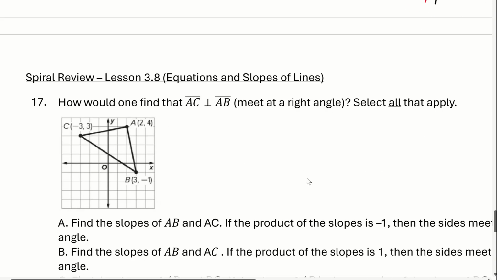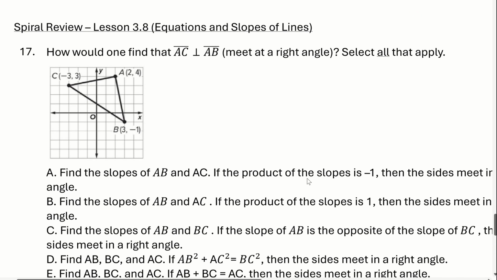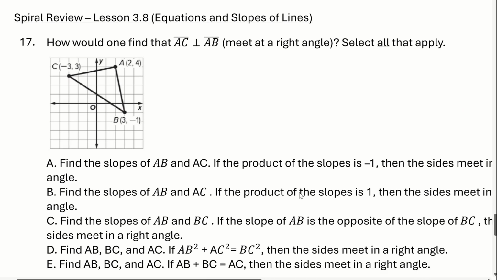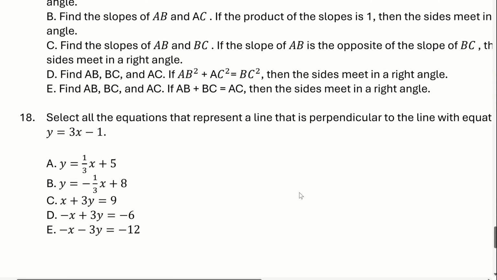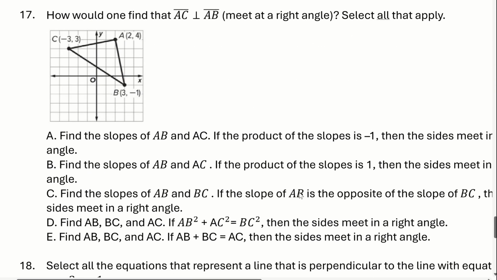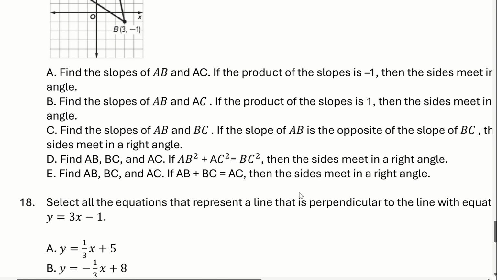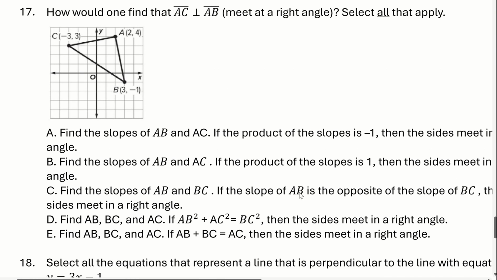All right, so now we're done with chapter 4. There's a few questions that are called spiral review questions that you need to know how to do, that are on the test. And they relate to perpendicular lines and things like that. So looking at this triangle, how would one find that AC is perpendicular to AB? Perpendicular means it meets at a right angle. So select all that apply.